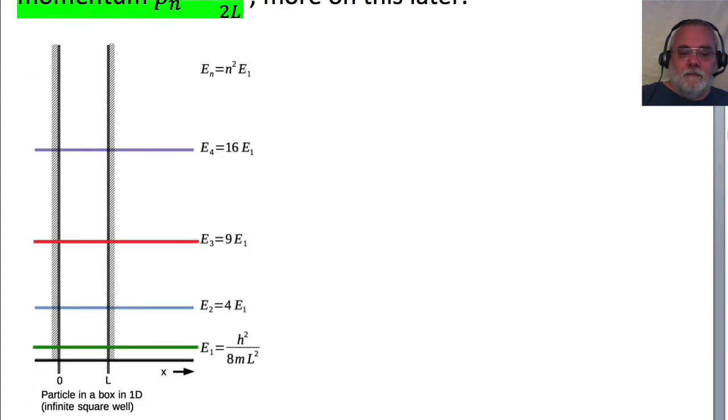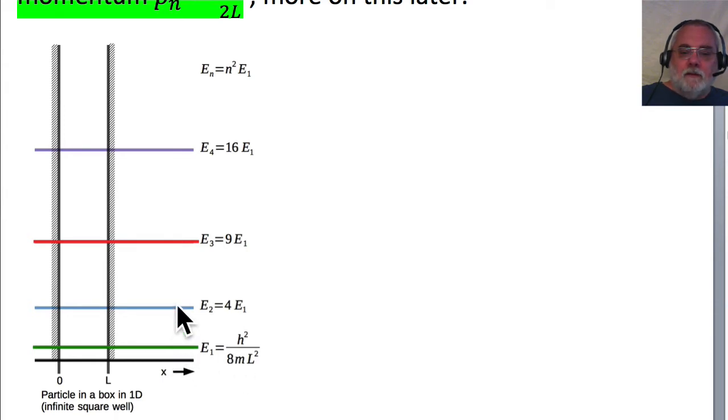Now let's graph the energy levels for a particle in a box in one dimension, which is also called infinite square well. Horizontal is position, 0 to L. Cross-hatching means impenetrable wall at 0, impenetrable wall at L. Vertical axis is energy. This solid black horizontal line is zero energy, zero kinetic energy. The particle cannot have that. The lowest energy it can have is E sub 1, which is h squared over 8mL squared. E sub 1 is called the ground state energy.